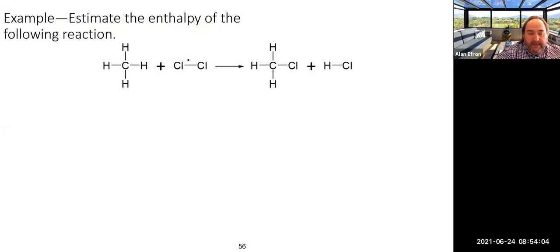So let's take a look at one here. We want to figure out what is the enthalpy change, or the delta H, of this reaction. We can do that by looking at this, our reactant side, and this, our product side. Again, what we're going to have to do is break apart all of the bonds on our reactant side, and put together all of the bonds on our product side.